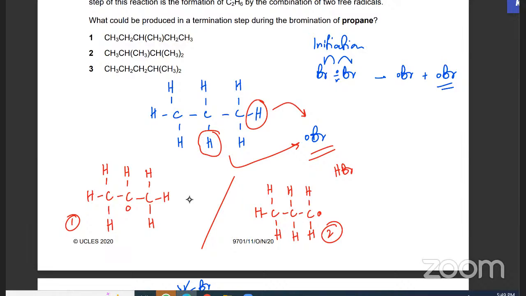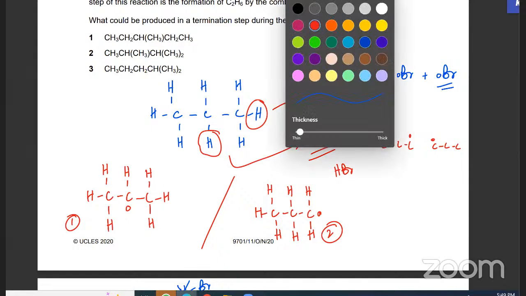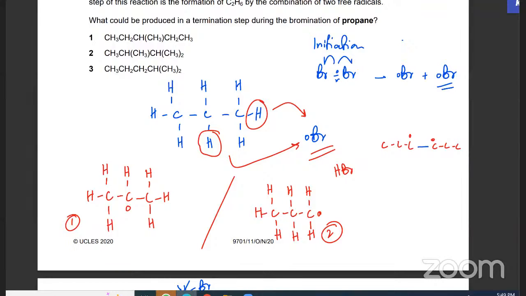So the next step is, what will happen in the termination step? How can these two radicals combine? The radical could be the carbon on the end. So if you have two radicals, and in both of them the carbon at the end is the radical, the bond will be formed between these two carbon atoms right in the middle. So you'll have a straight chain hexane.